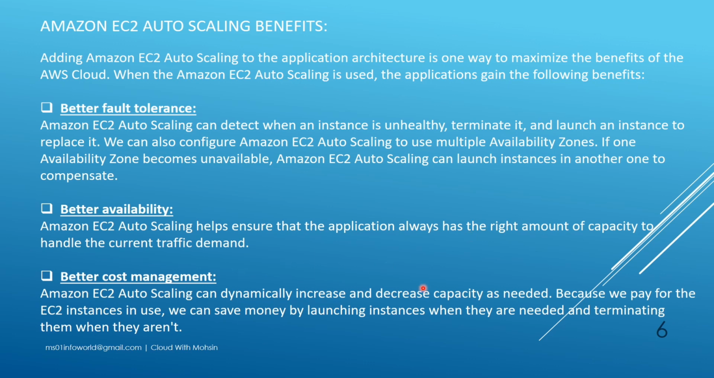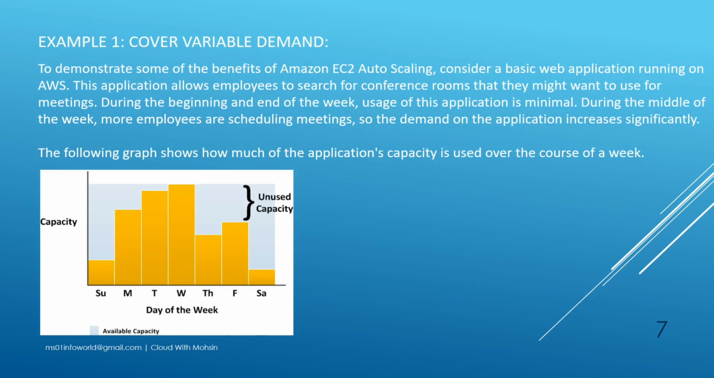We can save our money by launching or reducing the instances. That is one of the very important features. Now we can cover some examples. The first example is for variable demand, or you can say a dynamic traffic requirement.